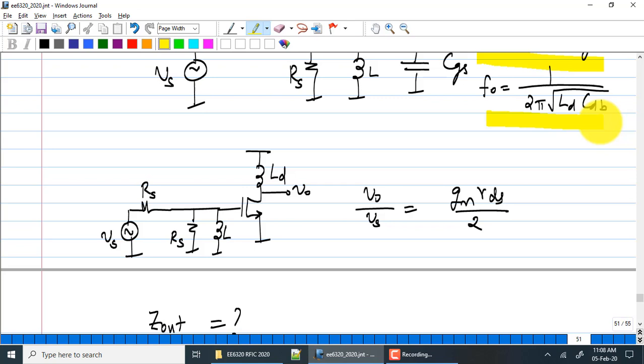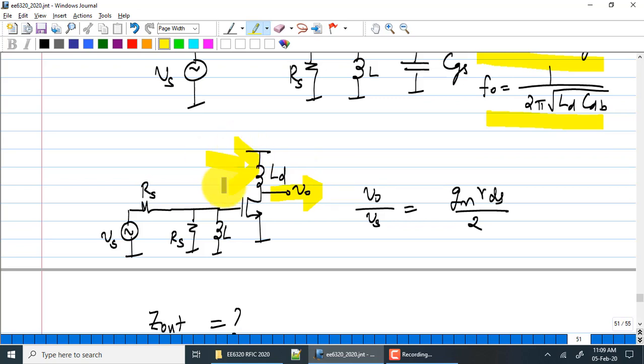A third way: if CDB was very small, its impedance would be very large, since it's coming in parallel with 50 ohms. Let us assume C was so small that 1 over j omega C is very large, so that most of your signal current ends up flowing into your load anyway. In which case, you can choose LD to be as large as possible.